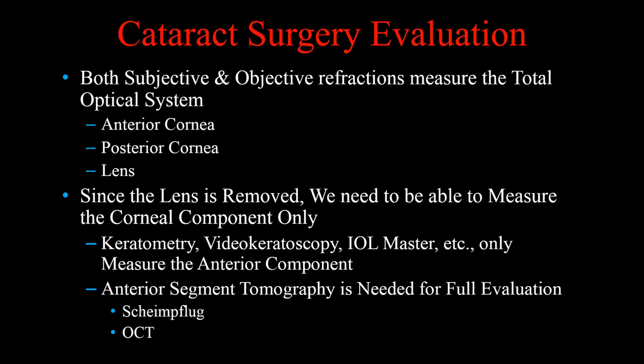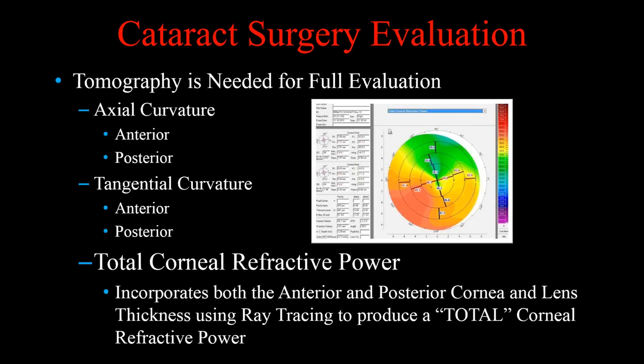That could be Scheimpflug or OCT. My preference for measuring, not for imaging, but for measuring, is Scheimpflug. Now, again, tomography is needed for a full evaluation to determine the anterior curvature, whether it's sagittal or tangential, but both the anterior and the posterior. But what's really important is not just the anterior curvature and the posterior curvature, but what's called the total corneal refractive power. That incorporates both anterior and posterior corneal surfaces, but also lens thickness, and uses ray tracing to produce, again, a total corneal refractive power.